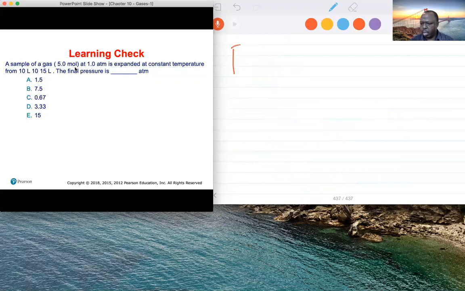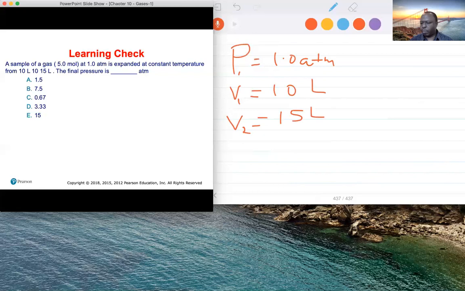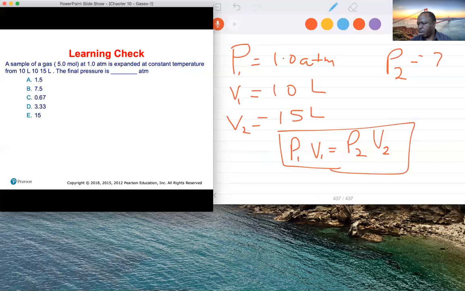You can say, okay, P1 equals 1.0 atm. V1 is 10 liters. V2 is 15 liters. What is the final pressure? So we're looking for P2 equals what? In the exam, you'll have this right here. How do you find the equation to find the final pressure? Final pressure here is P2.